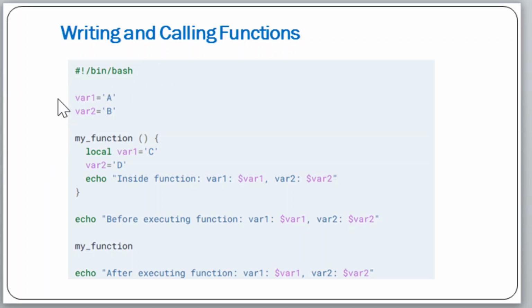So we have our hash bang. We have var1 equals A, var2 equals B. We say my function, that's the name of it, and then we do the parentheses here and we open it with a curly brace. Then we have all this code here, and then we close it with a curly brace and we line it up with where the function name was, okay? And then we echo, before executing function, var1, and we put var1 in var2, and the value of var2.